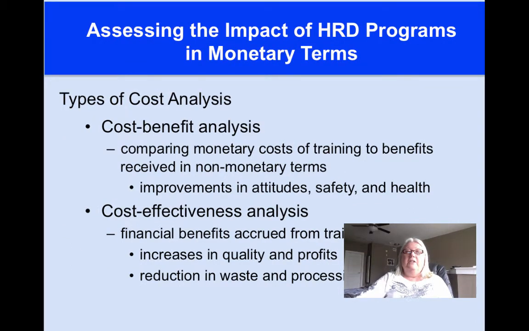Okay, in organizations, we like to do things in monetary terms. We like to know what the impact is on the bottom line. So we can do a cost-benefit analysis where we're comparing the cost of training to what we got out of the training as far as improvements in attitude, safety, and health. Cost-effectiveness analysis is the financial benefits. This is an increase in quality and profit, a reduction in waste or processing time.